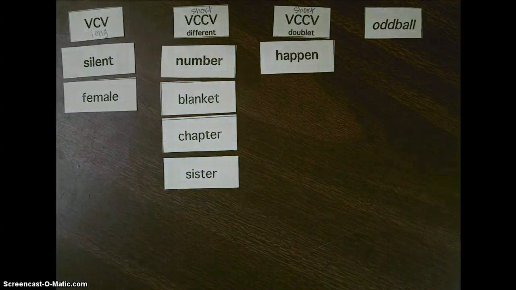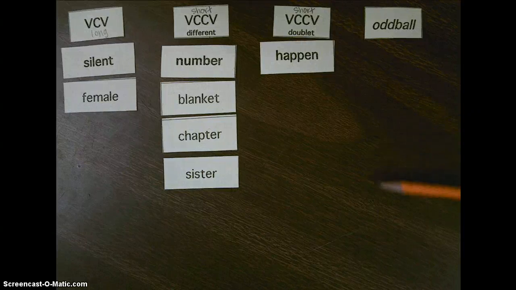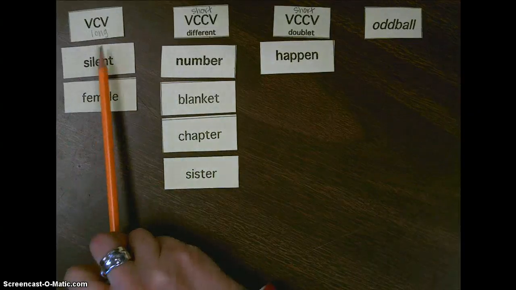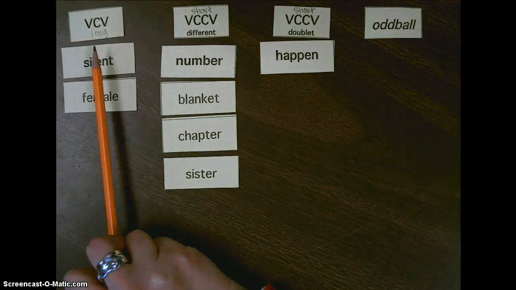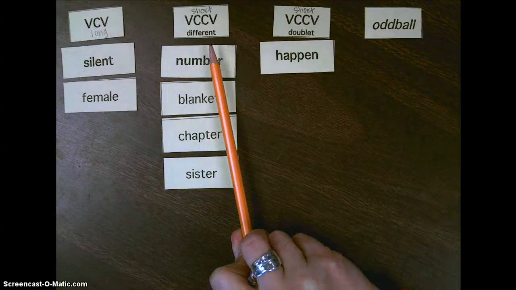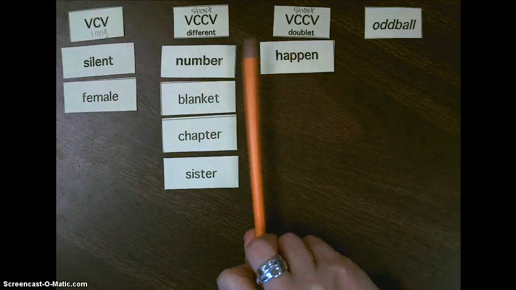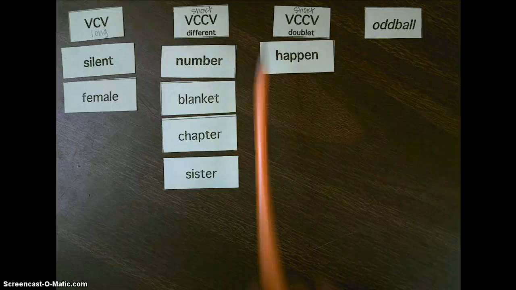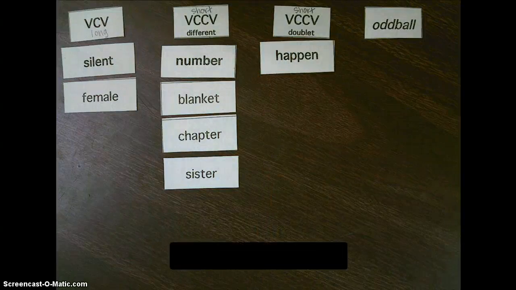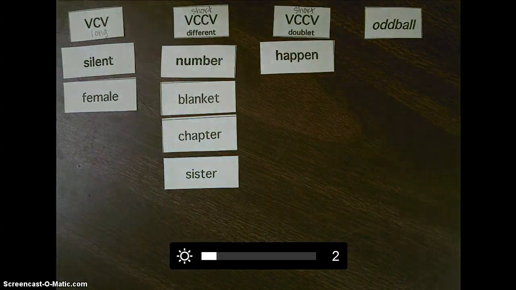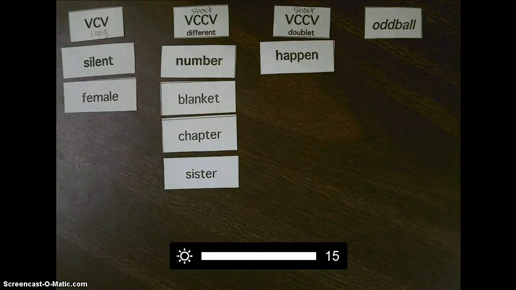I'd like you to go through and sort the rest of your words into these three different categories. And if there's an oddball, go ahead and put it in the oddball. Before you come back, read through each of the categories to see if you hear a long vowel sound in the vowel, consonant, vowel, and if you hear short vowel sounds in the VCCV words. Go ahead and pause the screencast to sort your words and read through each one.